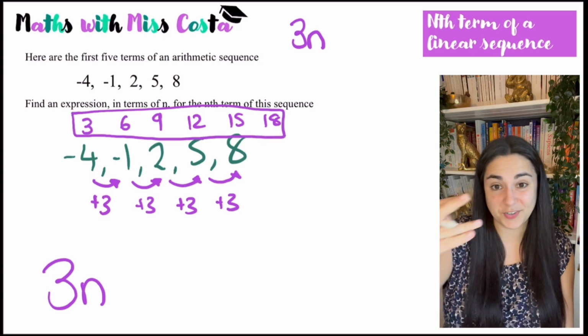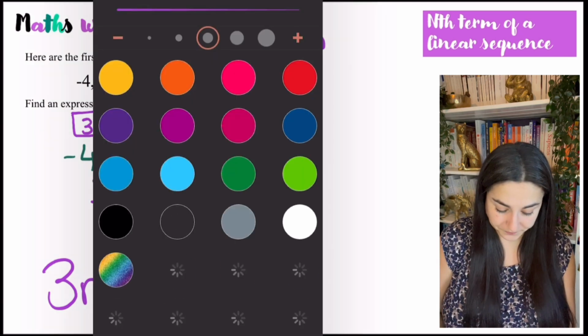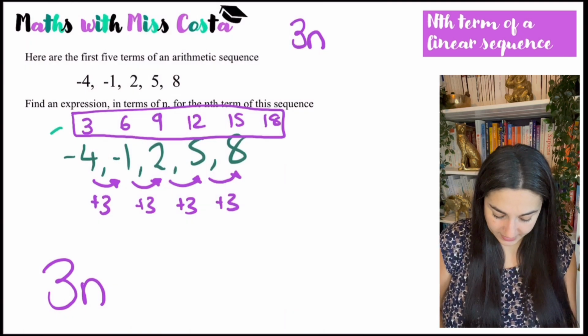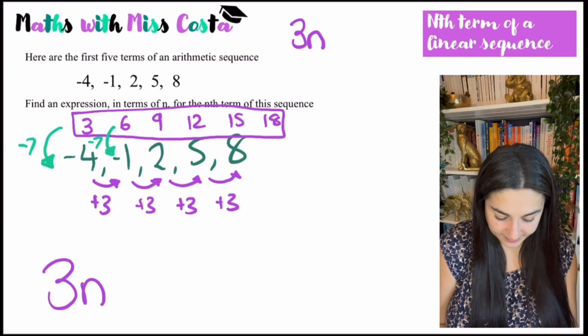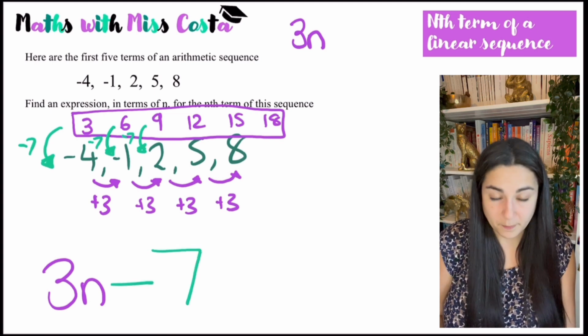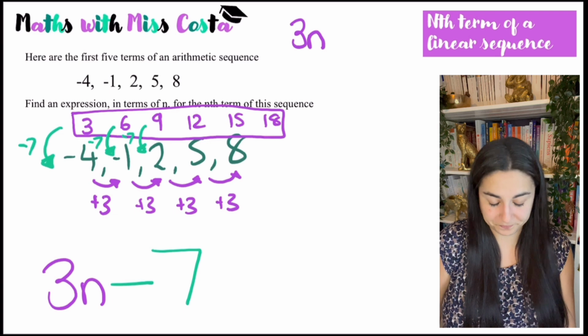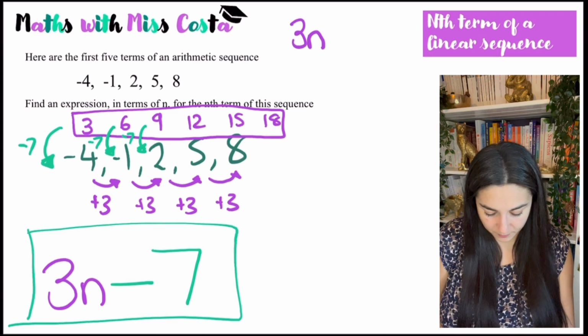However, it has shifted. It's either shifted up or down. In this case, it's shifted down. So how do you get from 3 to -4? You subtract 7. 6 to -1, you subtract 7. 9 to 2, you subtract 7. So it's basically the 3 times tables, but 7 less than that. So that's it. That's how I'd find the nth term.